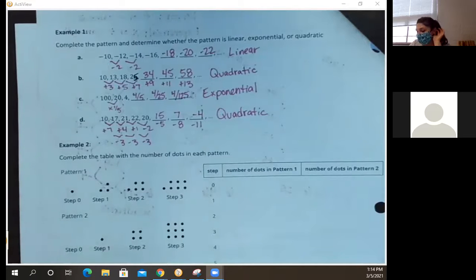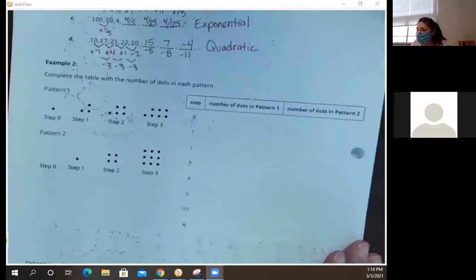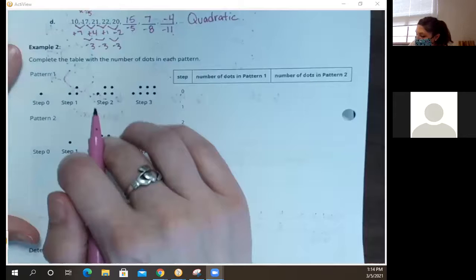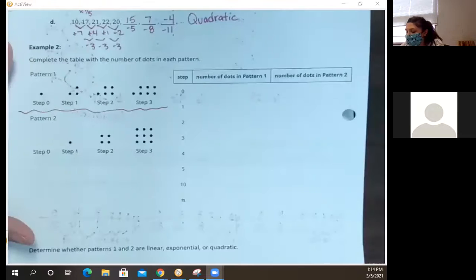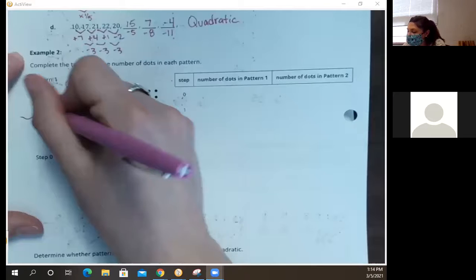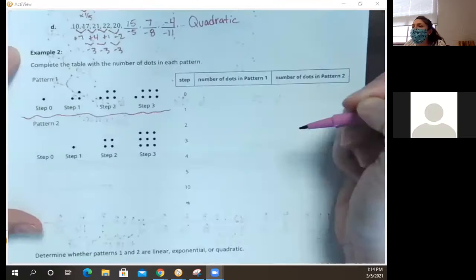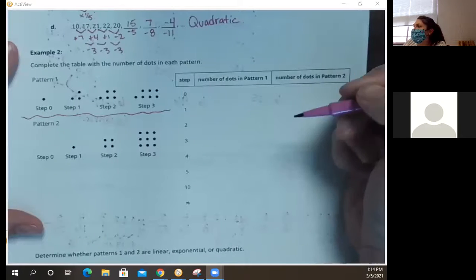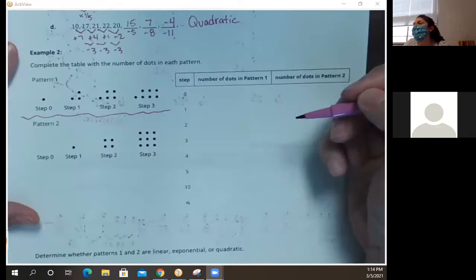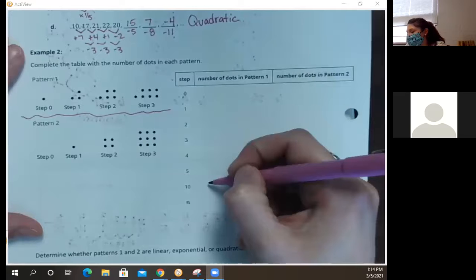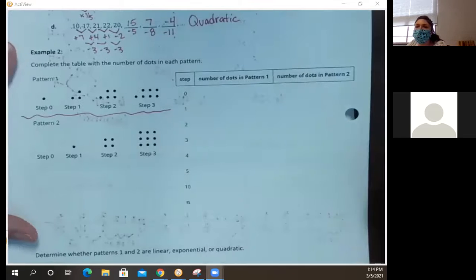Okay. Now let's look at a couple patterns that have a visual representation. So if we look down at example 2 on the same page, we've got 2 different patterns here. Draw a little squiggle through them. So here's our first pattern and here's our second pattern. We want to make a table out of these first 2 values to see if we can spot the trend here. Is it linear? Is it exponential? Is it quadratic? And then we want to come up with some future terms and a general rule, a function to describe what's happening.